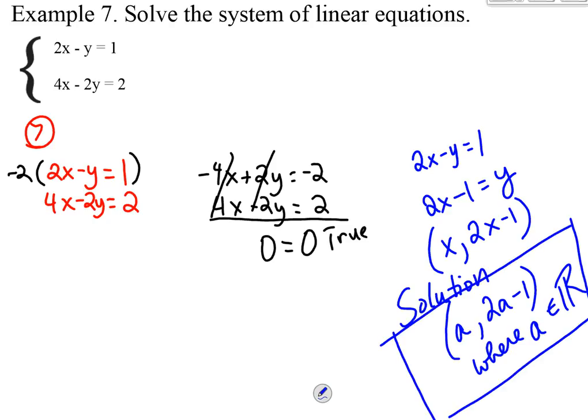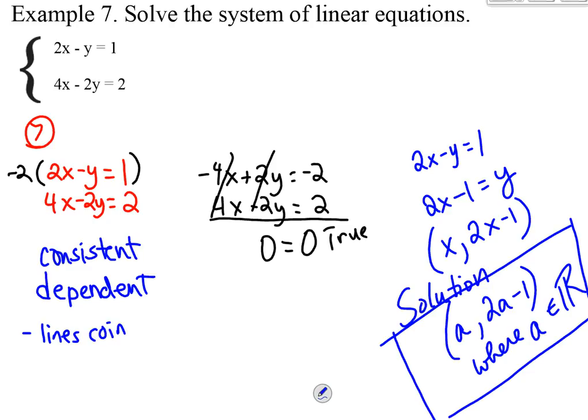If asked, these are consistent because there's an answer, at least one answer. They are dependent because there's an infinite number of solutions, and the lines coincide. They're the same line, as we look at that.